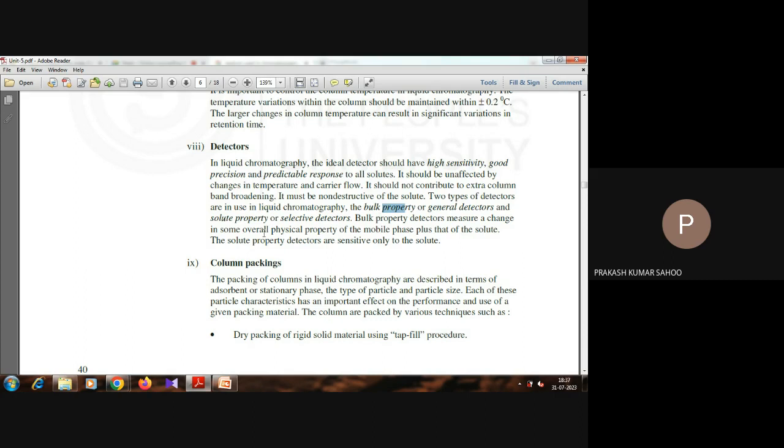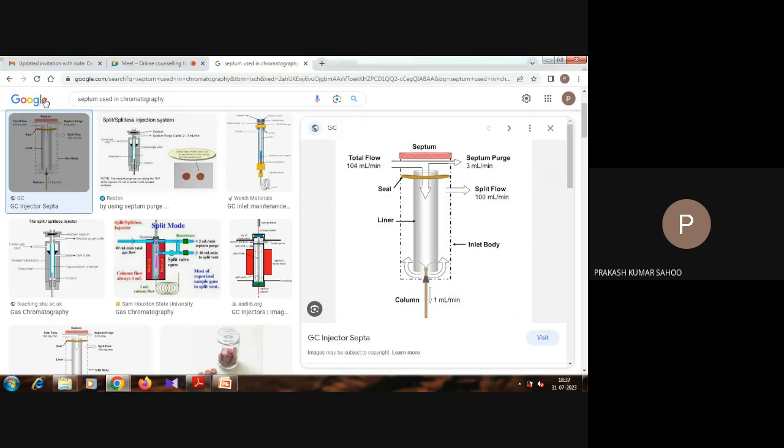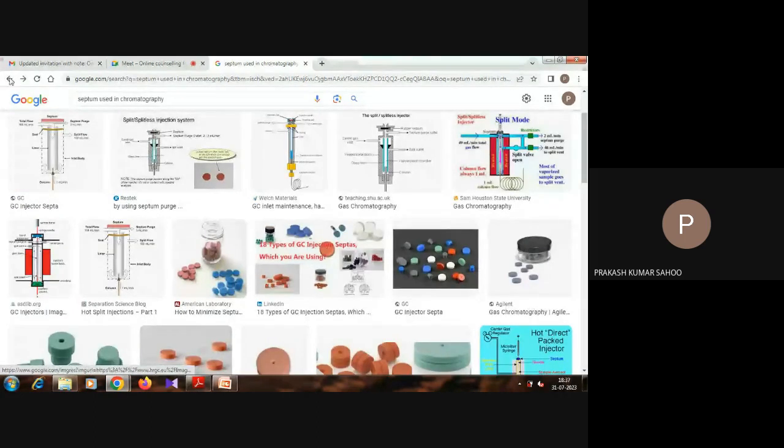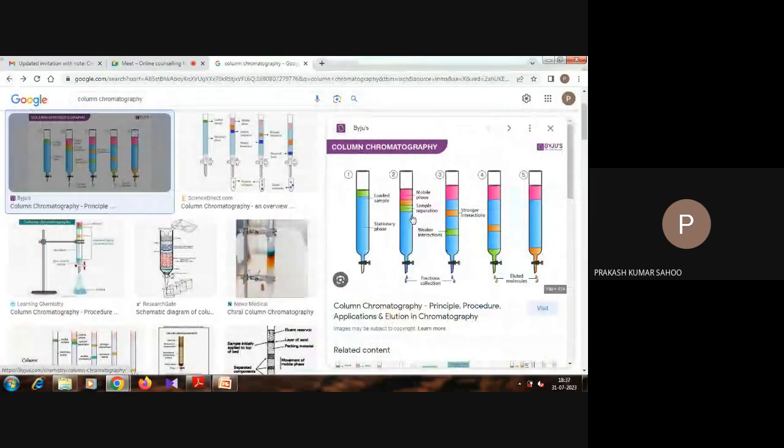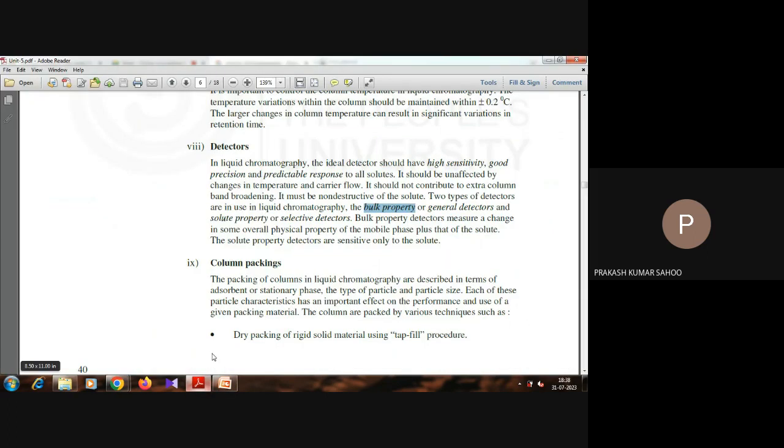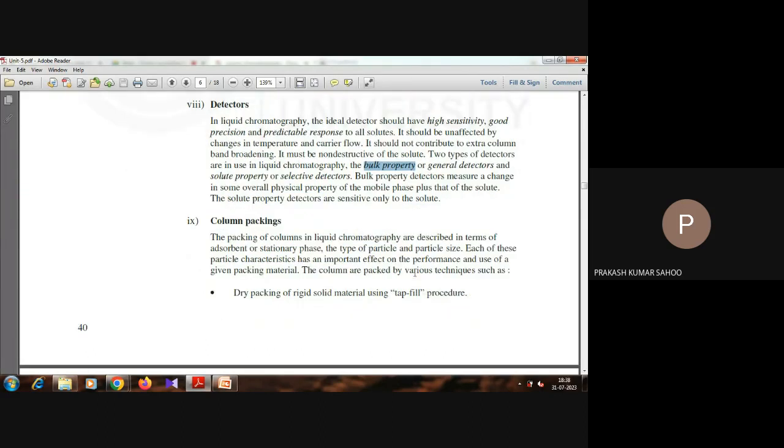The bulk means it is not the surface. This is the surface, and under this, these are all bulk. Bulk. So there is a bulk detector as well as a solute detector or selective detector, which selectively detects the solute.